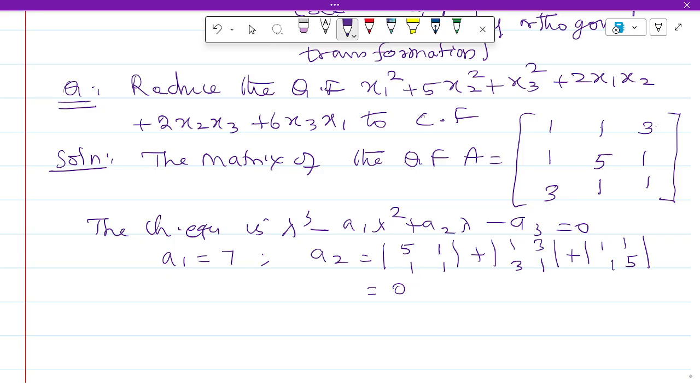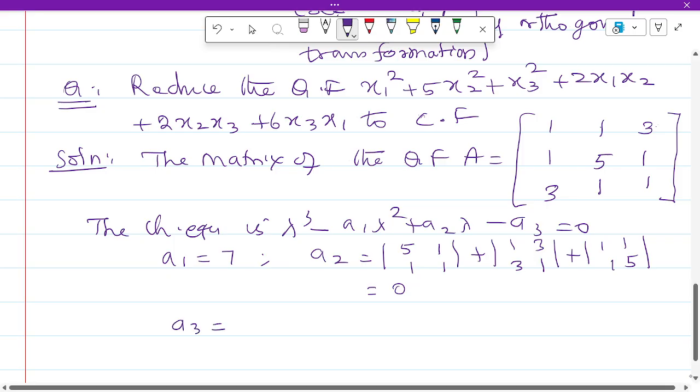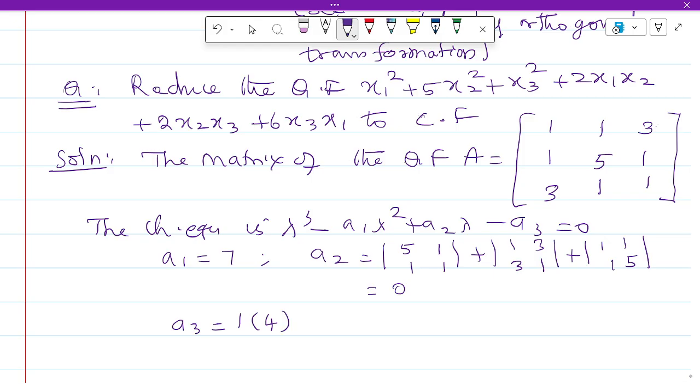And then A3 is the determinant of A. So that is 1 into 4 minus 1 into 1 minus 2, minus 1 plus 2, then plus 3 into minus 14. So that value is 30 minus 36.